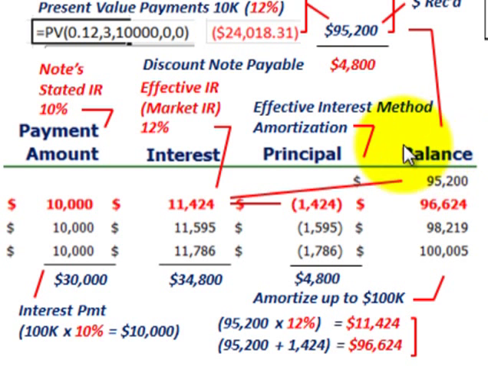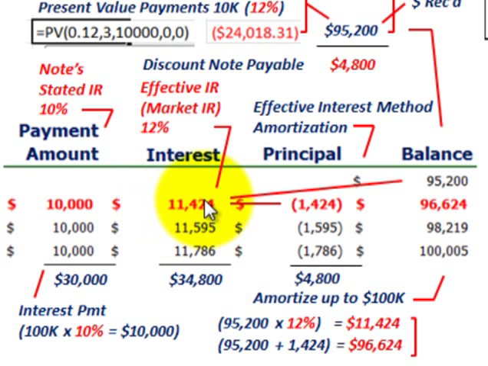So what we do is we start out with our beginning balance. That's the present value of the note, $95,200. That's what we calculated up there, and we amortize it up to its maturity value of $100,000. And we do that by using this effective interest rate. So we take our beginning balance of $95,200 times our effective interest rate at 12%. That's going to give us $11,424 of interest expense for the first period, the end of the first year on this note. So the payment amount we're going to make is $10,000.